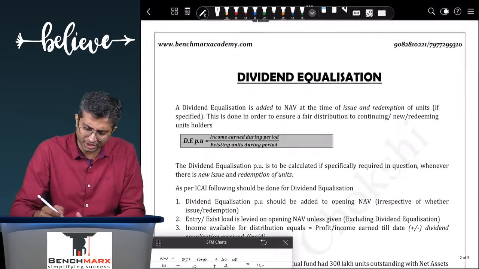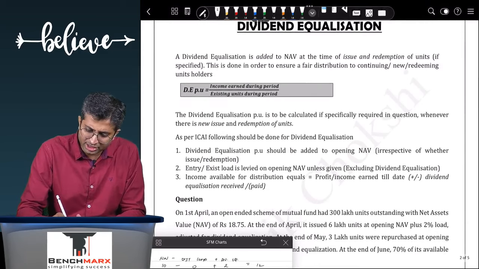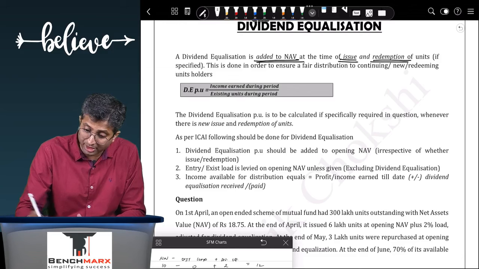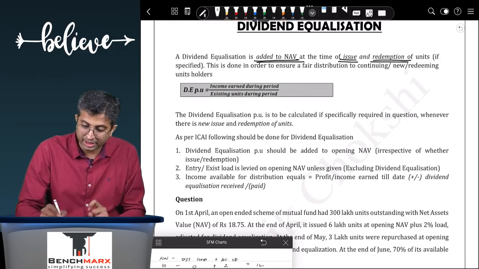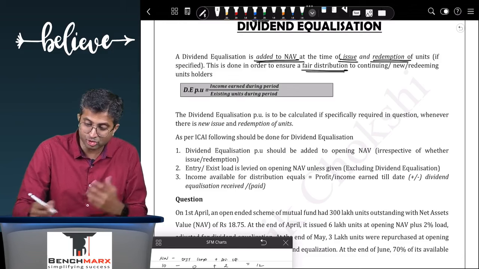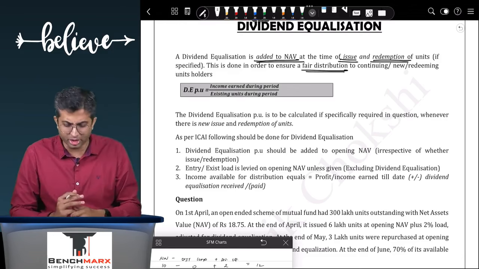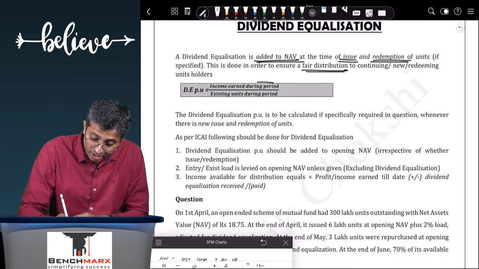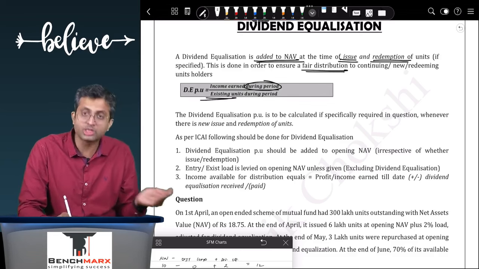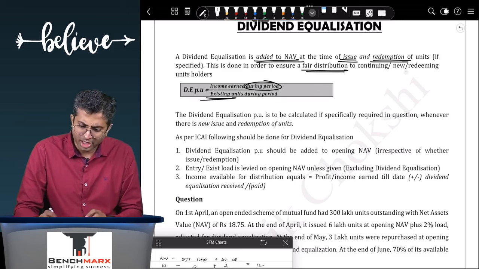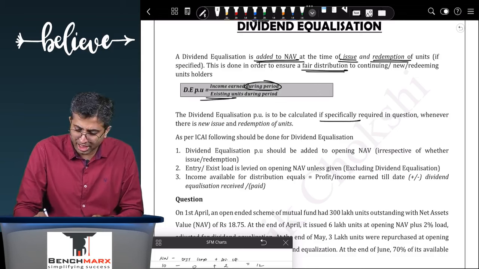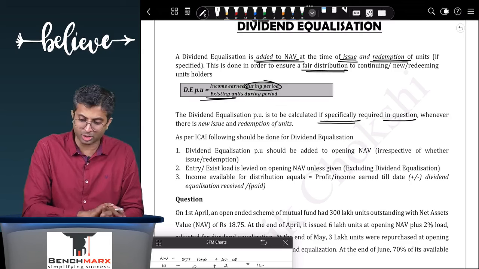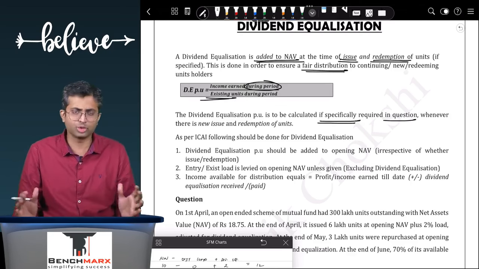So I've shared a bit of theory over here. So what is dividend equalization? It is to be added to NAV at the time of issue as well as at the time of redemption, if it is specified. This is done in order to ensure a fair distribution to continuing, new or redeeming units. The dividend equalization per unit is the income earned during the period divided by the existing units during that corresponding period. The dividend equalization is to be calculated only if it is specifically required in the question. Otherwise, you don't do that.